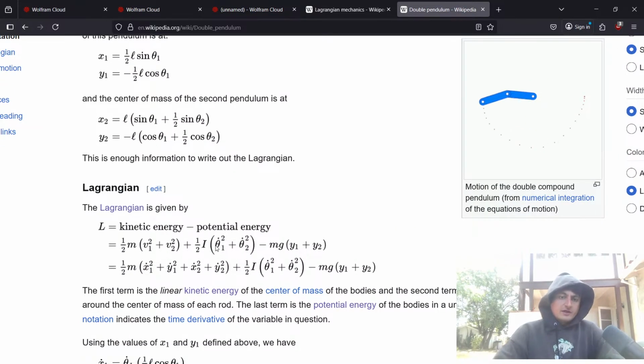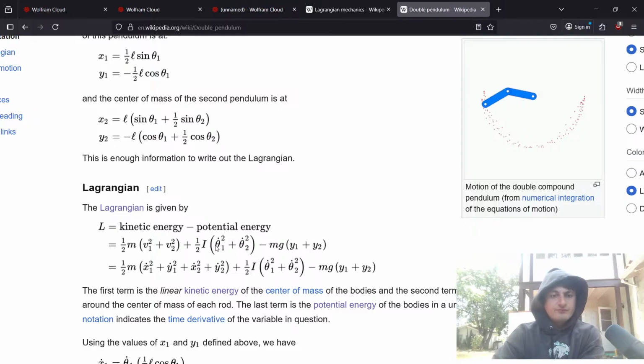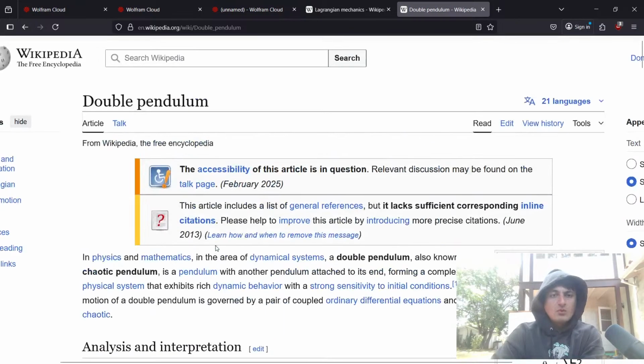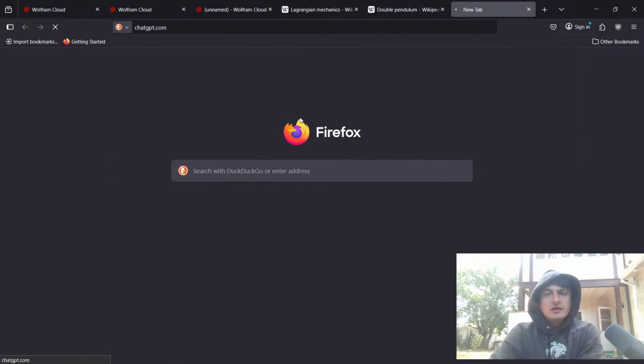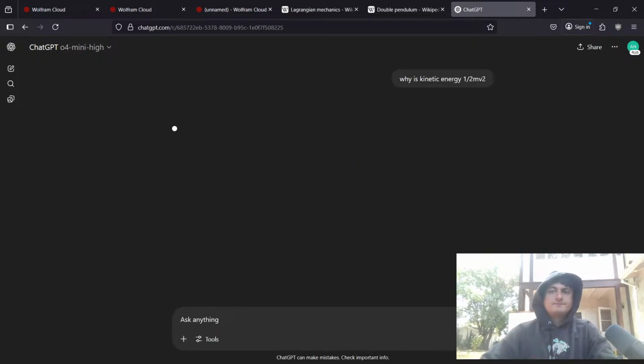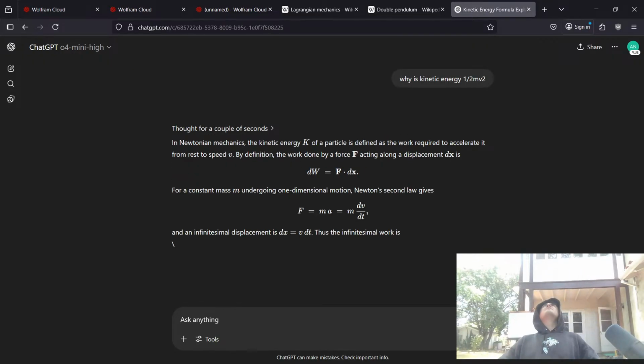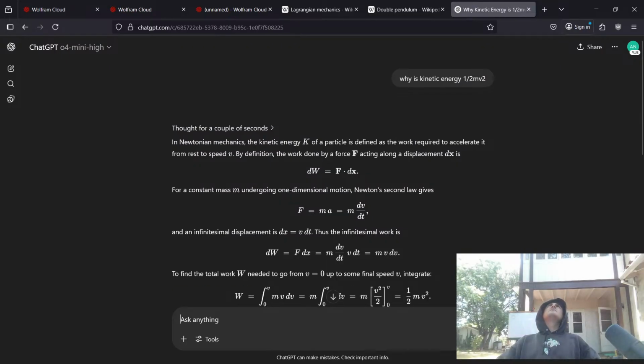And wait, the thing is, I'm so bad at mechanics. I don't know how I'm so bad at mechanics, but I am. Let's figure out why it is 1/2 mv squared again. It has to do with F equals ma.